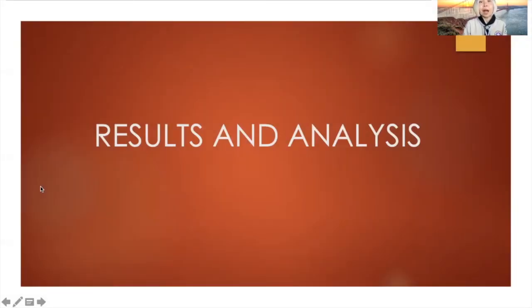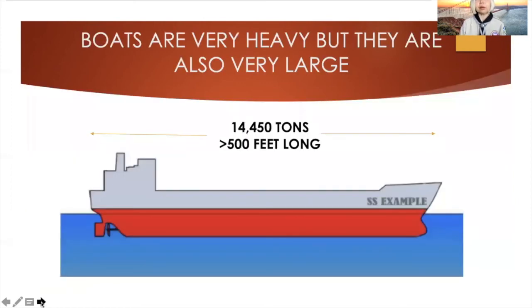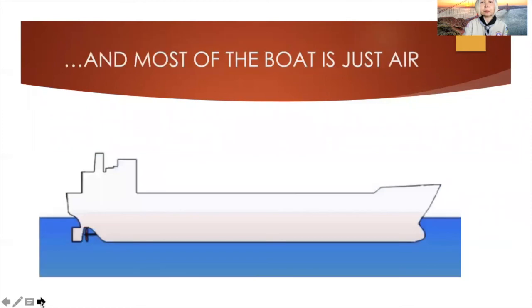Well, I hope things went well. We are now going to think a little bit more about why certain boats work better than others. And I want you to think about this. Think about a boat. A boat is very, very, very large. It's extremely heavy. This sample boat is about 14,450 tons. That's a very heavy boat. But it's also extremely large. It's a very, very large object.